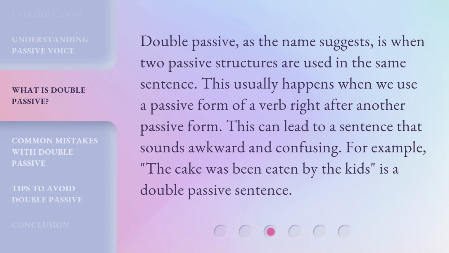Double passive, as the name suggests, is when two passive structures are used in the same sentence. This usually happens when we use a passive form of a verb right after another passive form. This can lead to a sentence that sounds awkward and confusing. For example, the cake was been eaten by the kids is a double passive sentence.